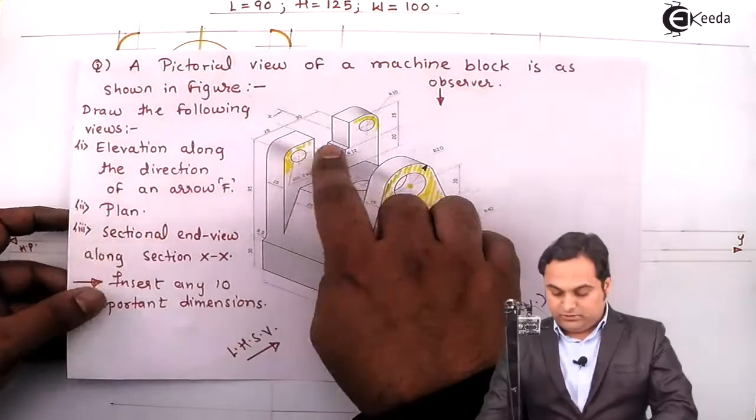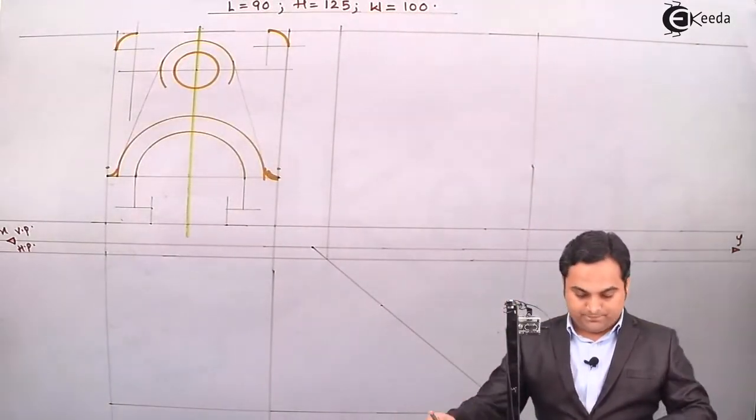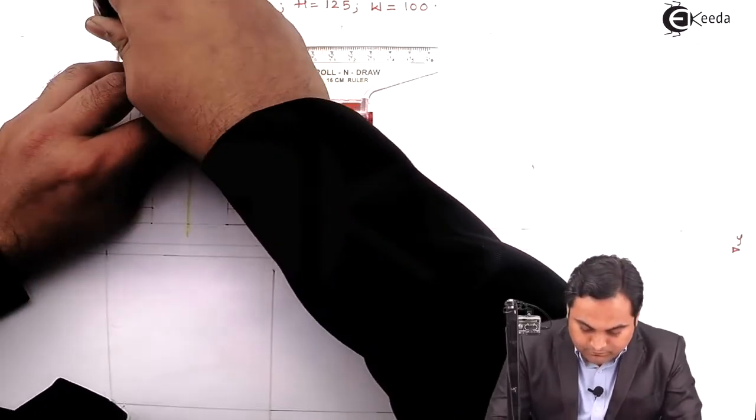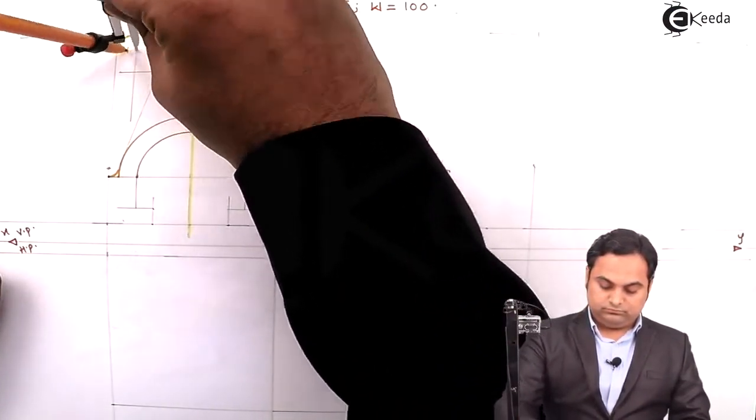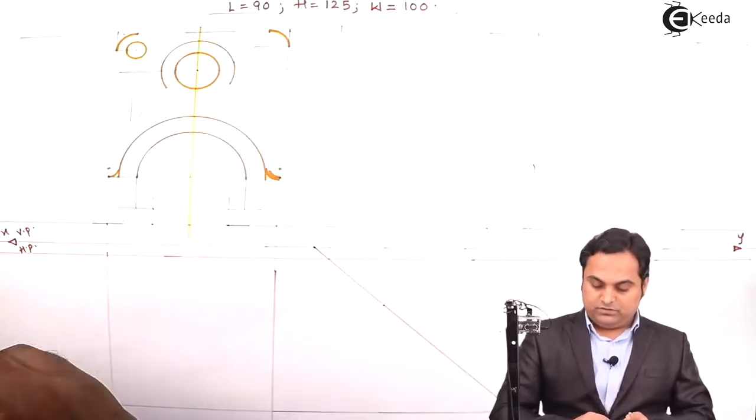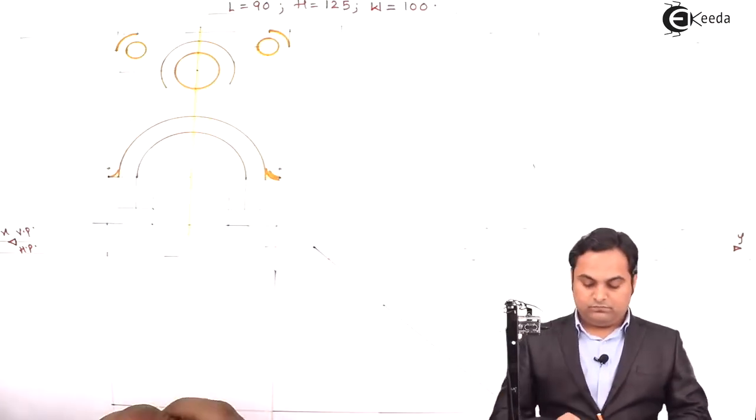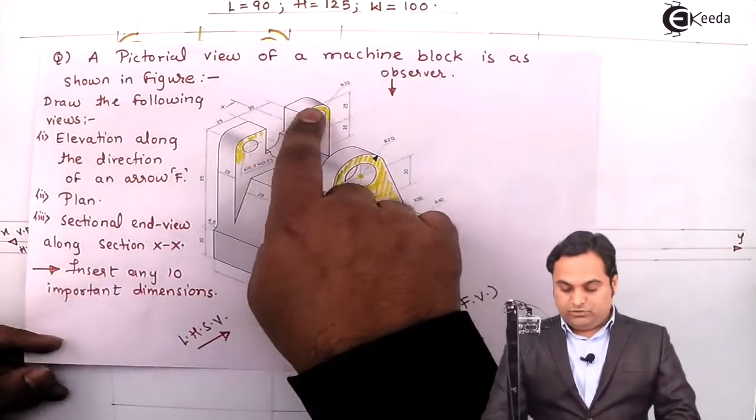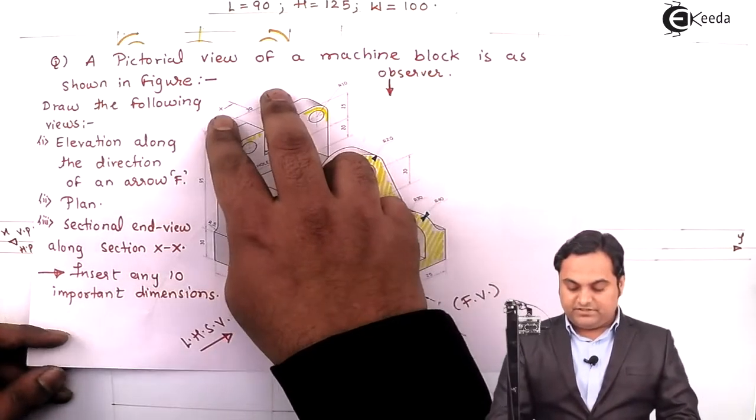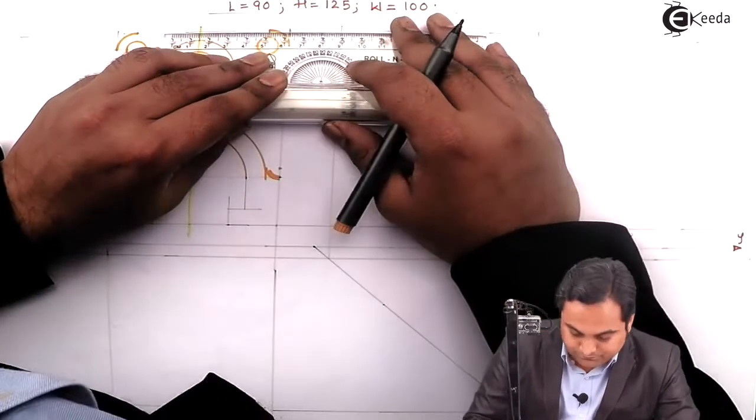Inside that, there are two circles of diameter 10, so the radius is 5 mm. Similarly on the other side. Next, both these portions are extended and here there is a gap of 30. So I'll measure 15, 15 on both the sides.